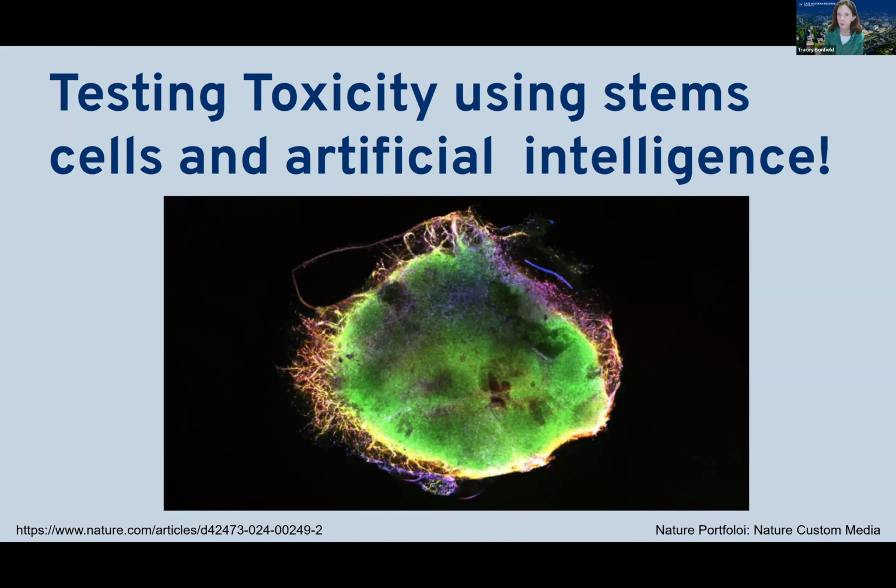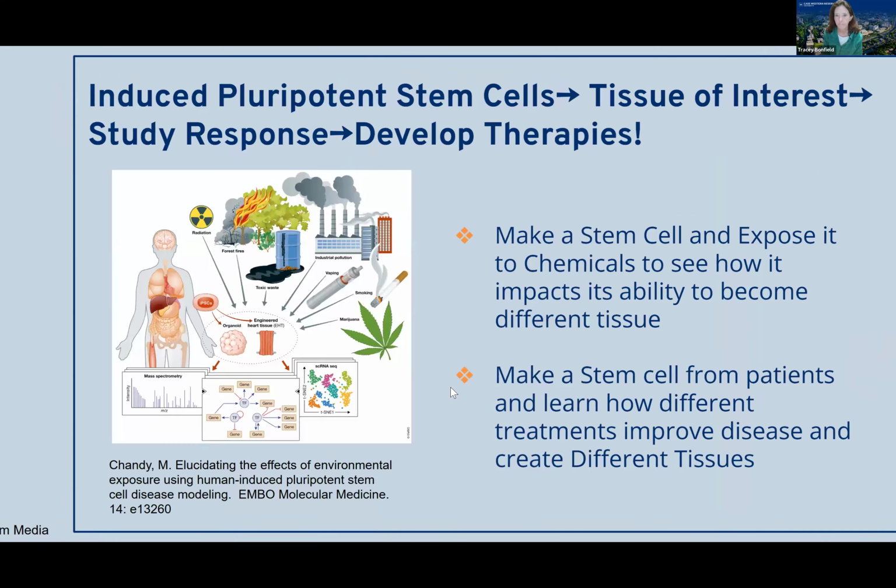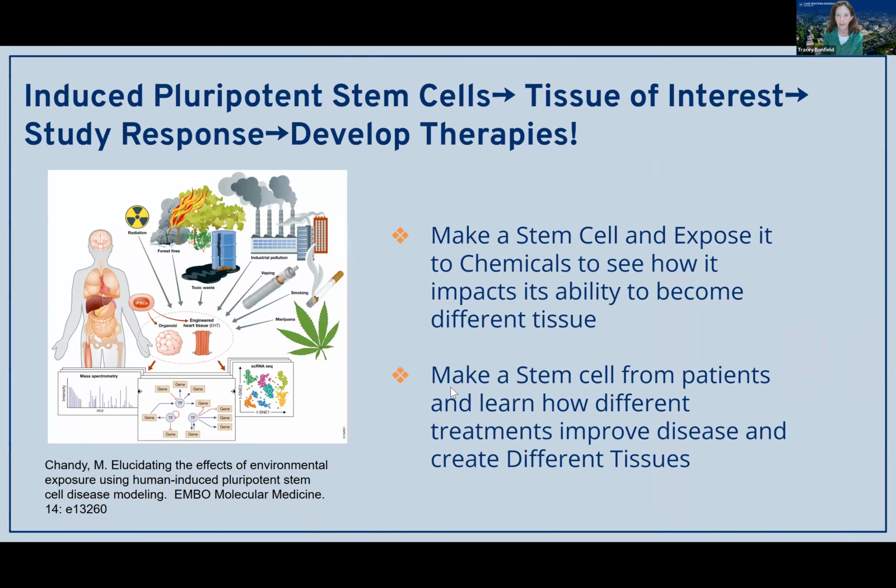What we can do is use artificial intelligence to begin to understand some of those concepts, to better understand one response, but also how to improve outcomes of disease. So here's a great paper in which they're making stem cells and exposing them to chemicals to see how it impacts the ability to become different tissues. So what does that really mean?